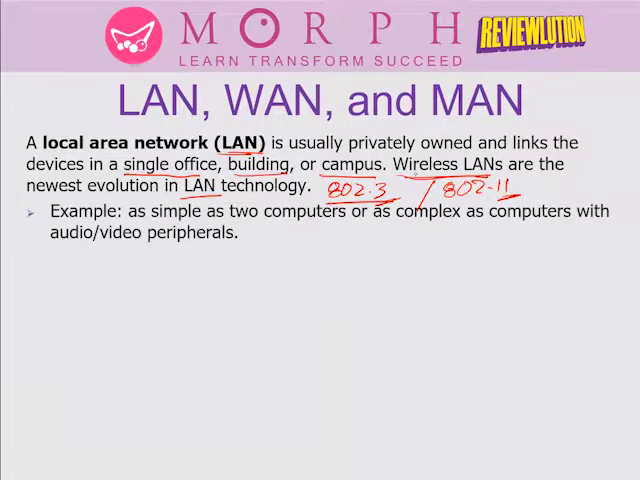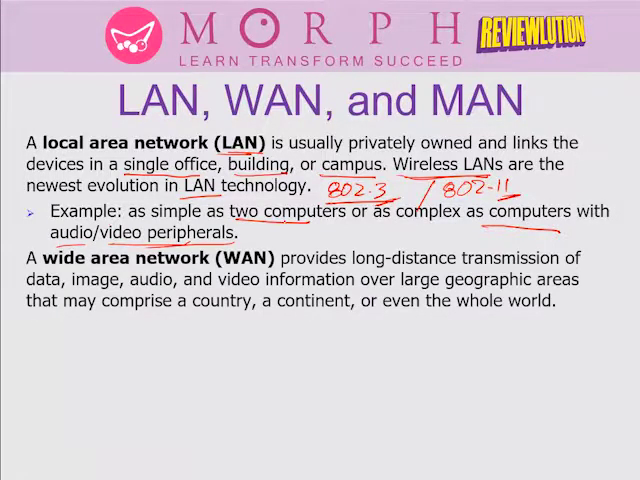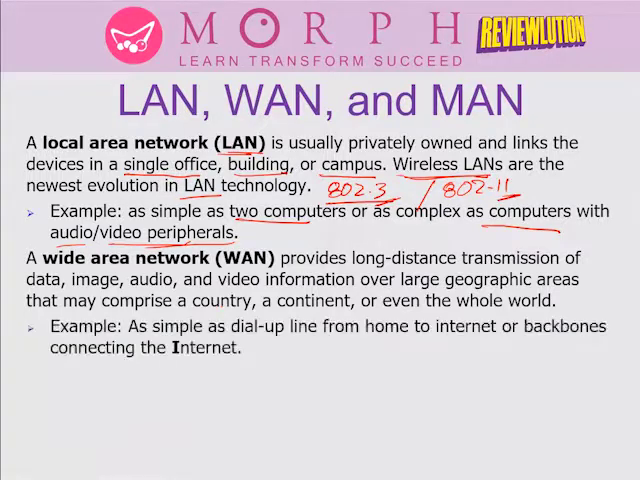Pero pag halimbawa, ayan, no, simple as two computers or as computers na marami ng mga nakakonect, no, like audio and video peripherals, no? Pero kung halimbawa nakakonect ka na sa internet, yun na yung tinatawag nating wide area network, malawakan na, no? It provides long distance transmission of data, image, audio, video over large geographic areas. It could be one country, one continent, or even the whole world, no, na tinatawag nating World Wide Web. So pinaka-example ng one is yung pag-access natin sa internet, no?